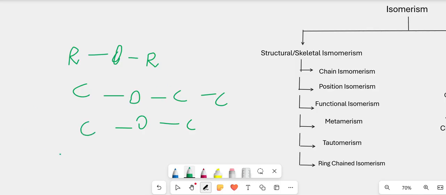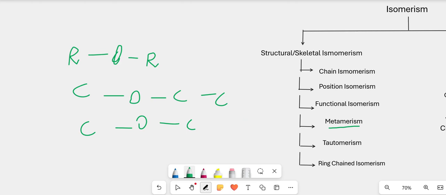They are the same molecules. Not the same, they are the identical molecules, but they have different carbon atoms on each side. So there's this uneven distribution of carbon atoms. That's why they are called isomers of each other, because of this phenomenon known as metamerism.